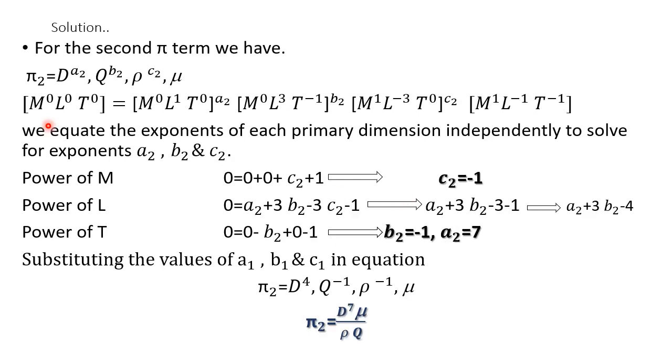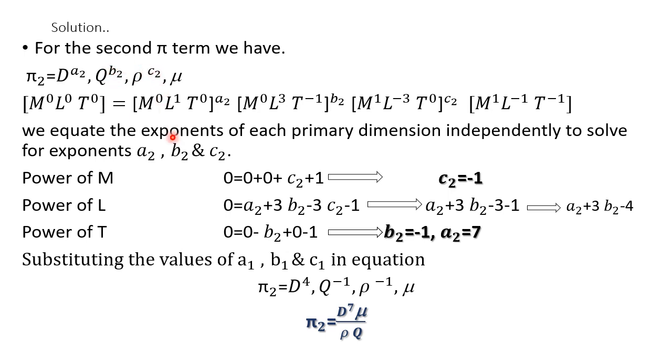In a similar way, let us find the expression for the pi2 term. Pi2 is equal to d to the power a2, q to the power b2, rho to the power c2, into dynamic viscosity mu. We have written the dimensions of all this. Once you write the dimensions, we need to find a2, b2 and c2. These are the constants. We need to find the values of a2, b2, c2.